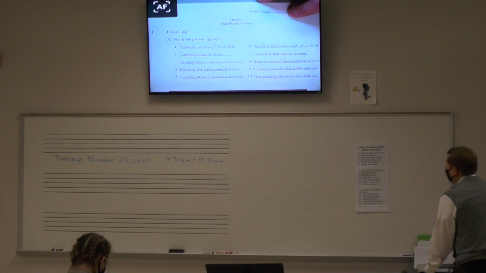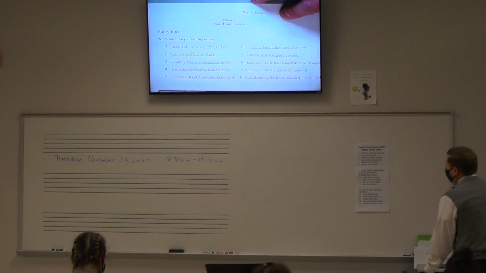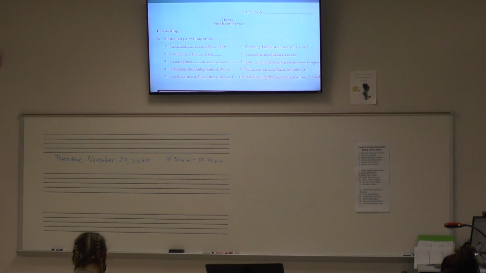What's my number 1 error that you never want to write or commit? Parallel unisons, fifths, and octaves. You don't have to put them in a certain order. You can't have parallel unisons, parallel fifths, and parallel octaves as all 3 different ones, can you? You could, I guess, if you want. So that could be 1, 2, and 3.